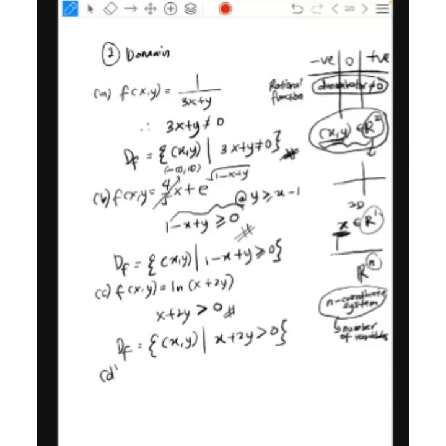Okay, last one, f(x,y) equals the square root of 9 minus y squared. So again, 9 minus y squared must be greater than or equal to 0, because it is a square root function. A square root function is only defined when the term inside is non-negative.